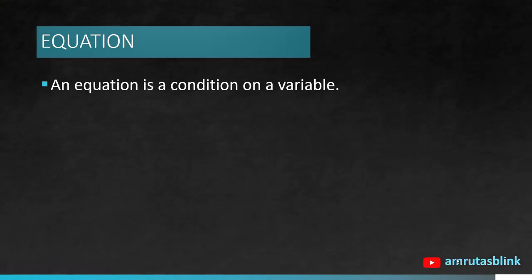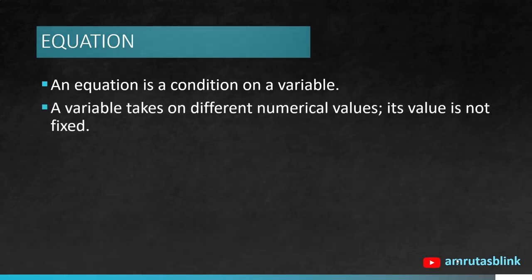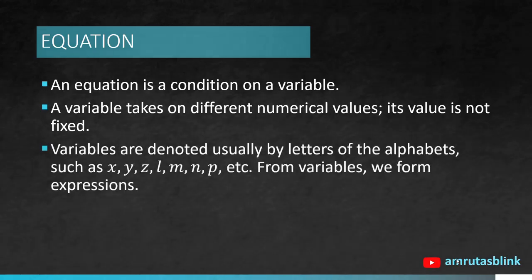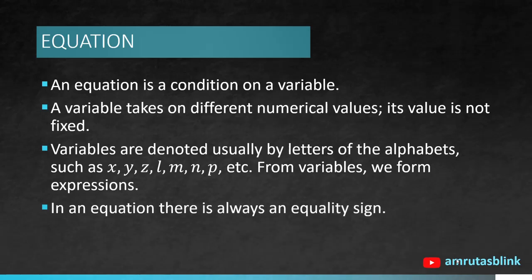Equations. An equation is a condition on a variable. A variable takes on different numerical values. Its value is not fixed. Variables are usually denoted by letters of the alphabet such as X, Y, Z, L, M, N, P, etc. From variables, we form an expression. In an equation, there is always an equality sign. For example, 4x plus 5 is equal to 6x minus 25.